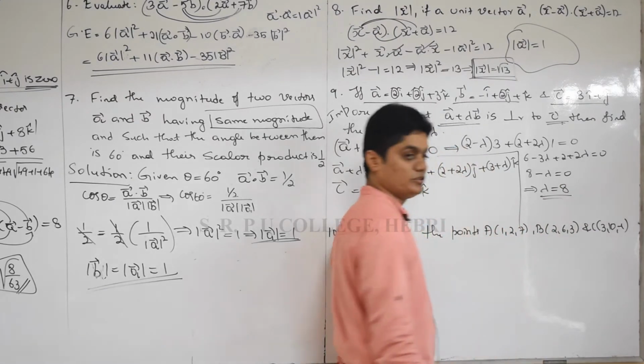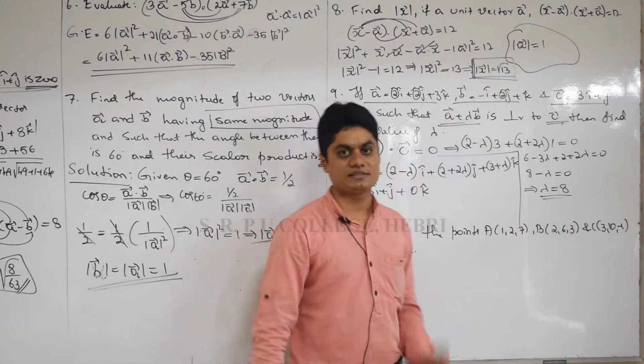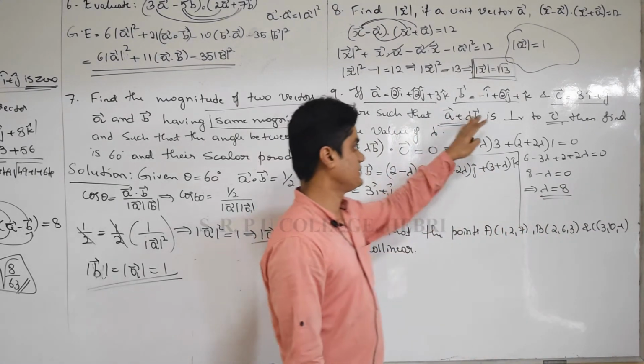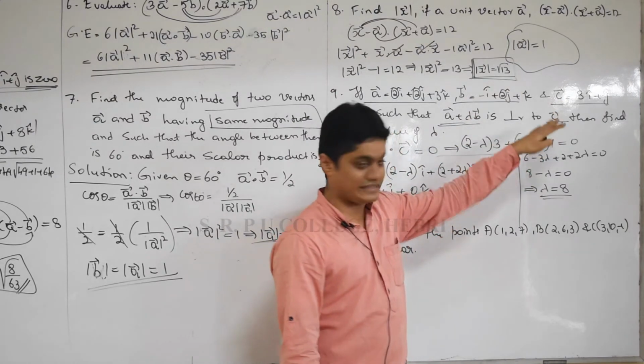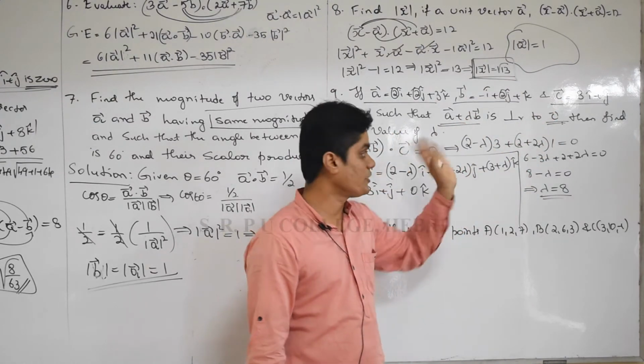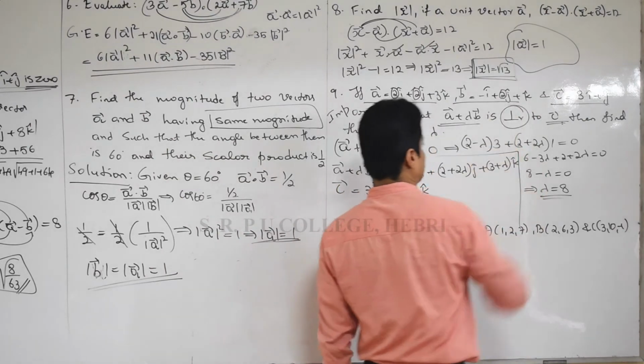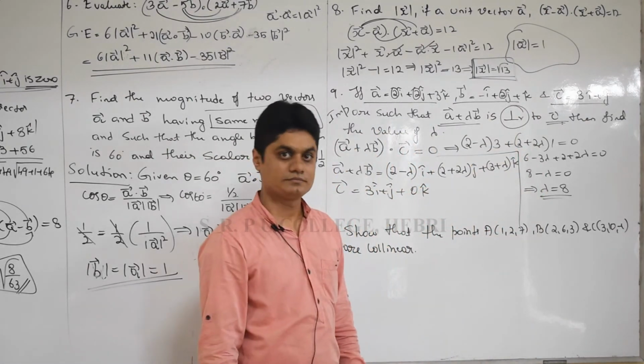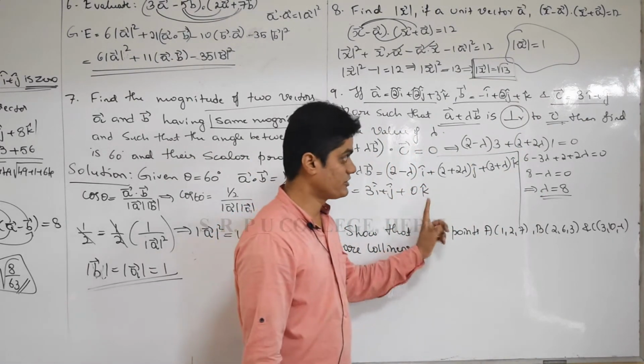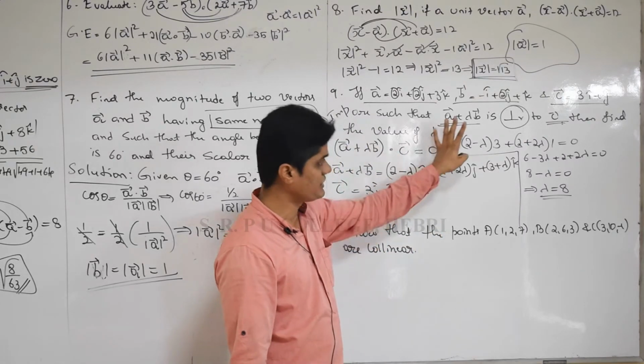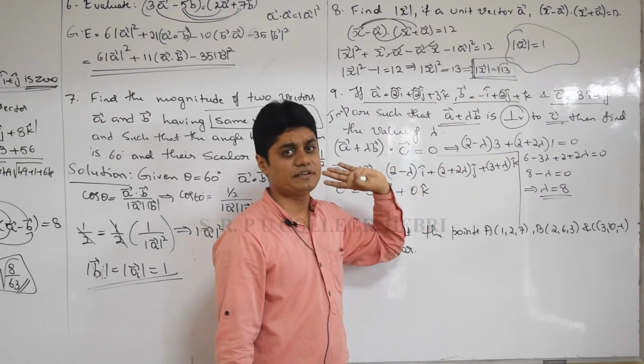So this is the required unknown present in the expression A plus lambda B, given that A plus lambda B dot C is equal to 0. Why is the dot product 0? Because the two vectors are perpendicular to each other. Understood? So this is an important question, please remember it. Exactly this question has come for 3 marks in the final exam.